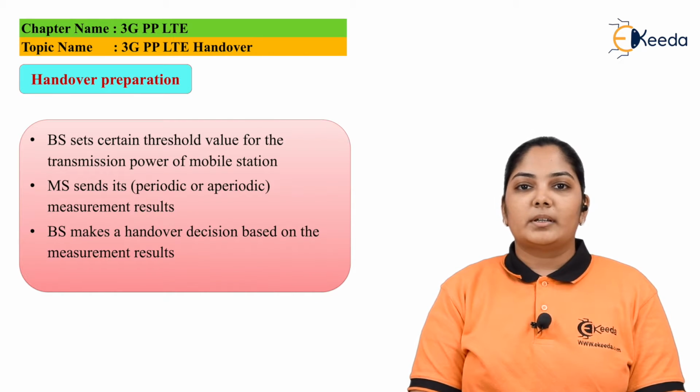The very first step here is the source base station. It configures the measurements, that is, it identifies the threshold value for the transmission power of the mobile station. Then the mobile station sends periodic or aperiodic measurement results. These measurements are of the power transmission levels of the mobile phone. Because remember, the handoff takes place depending on the power level between the mobile station and the base station. The base station then, depending on these values, makes the handover decisions. If the power level of the mobile station is extremely less, then it will initiate a handoff.